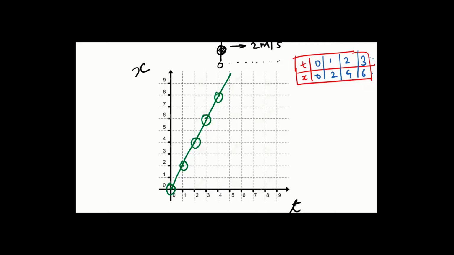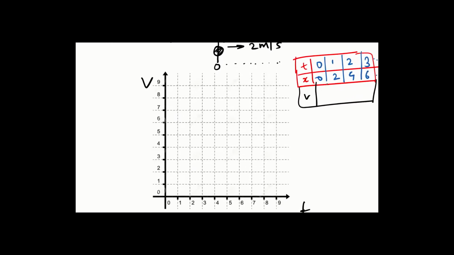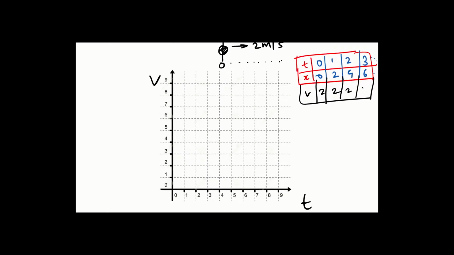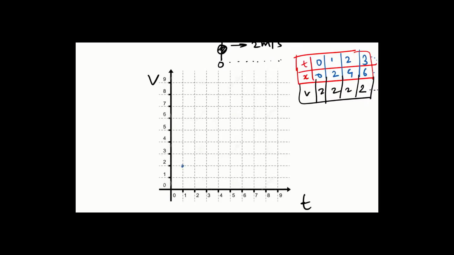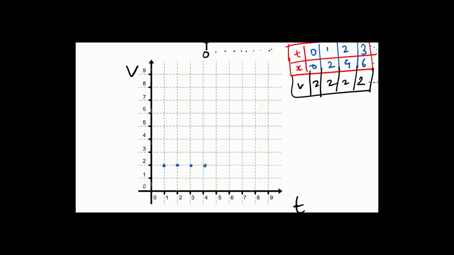But what if it was a different graph? Let's say it was a velocity-time graph. Then you have to make points for velocity: at t equals 0 velocity was 2, at t equals 1 velocity was 2, at 2 also 2, and at 3 also 2, and so on. How do you make a graph? Exactly the same process. Plot the points and join them. So it will come out to be a straight line graph.